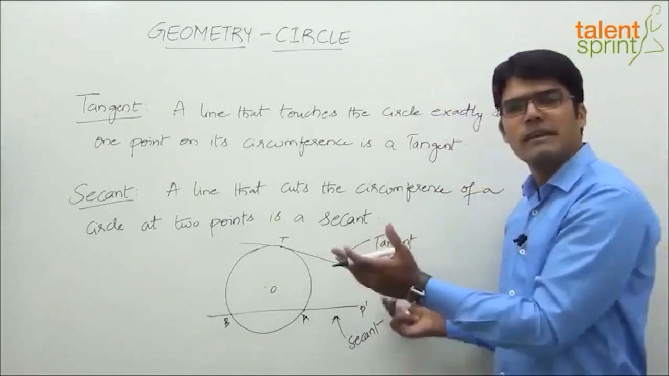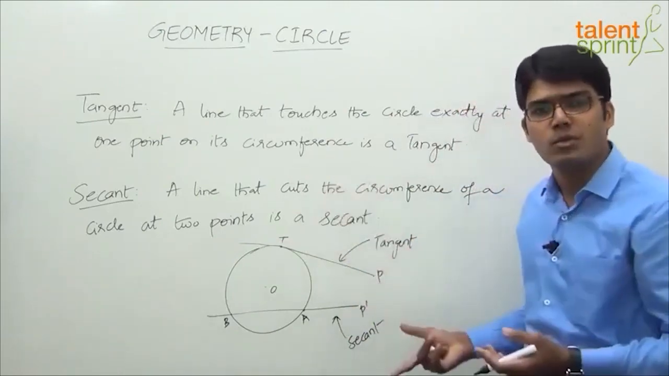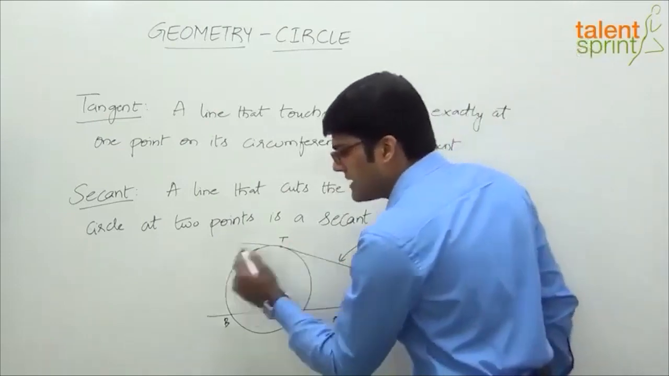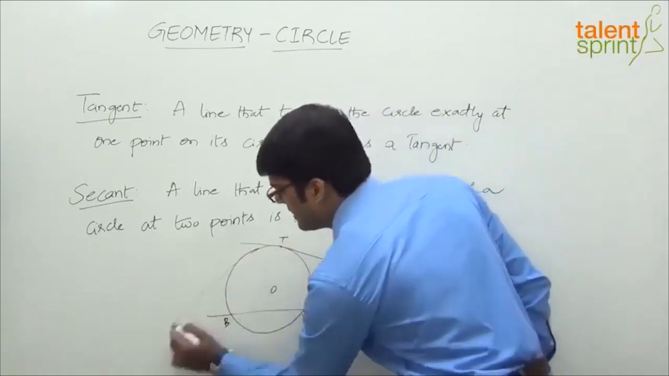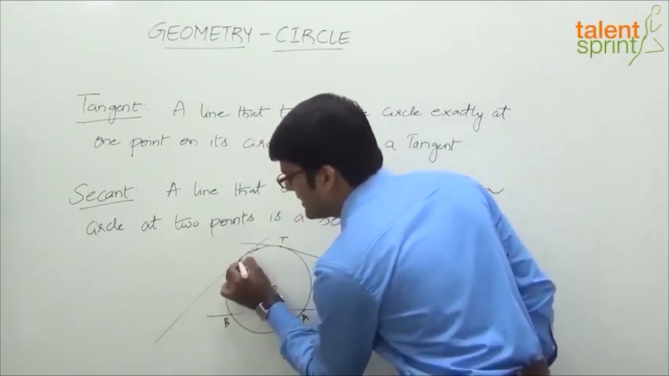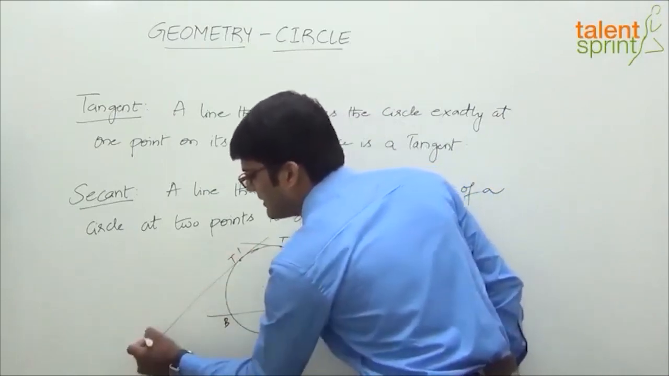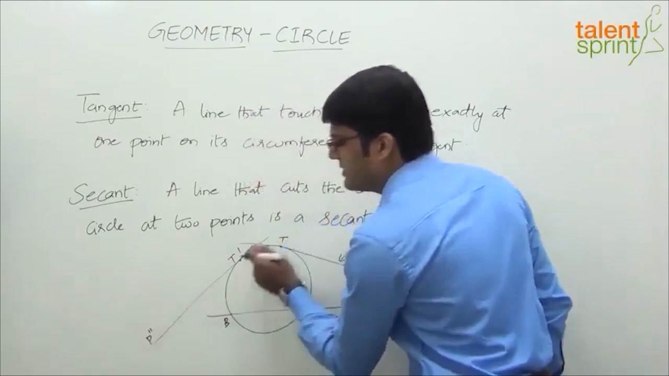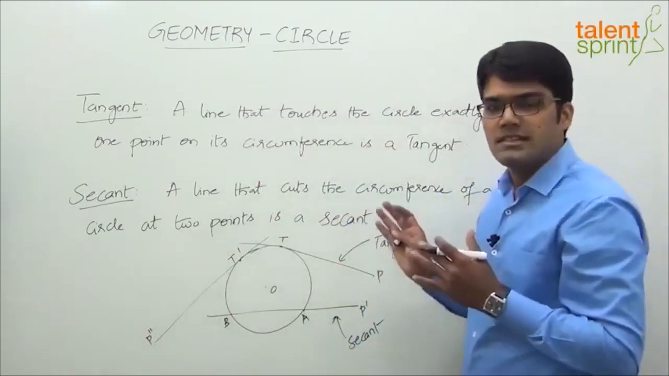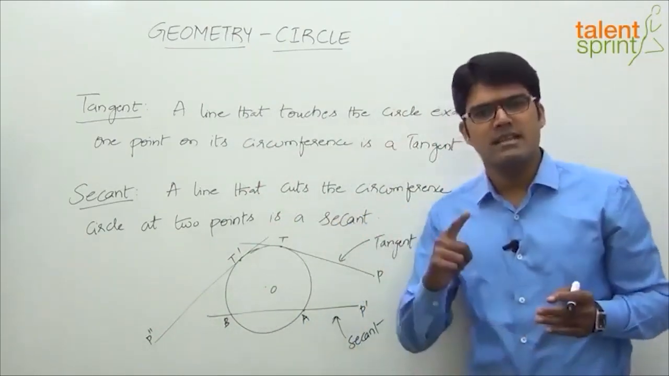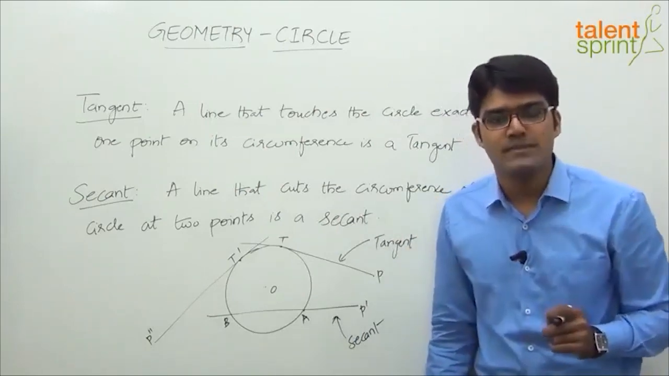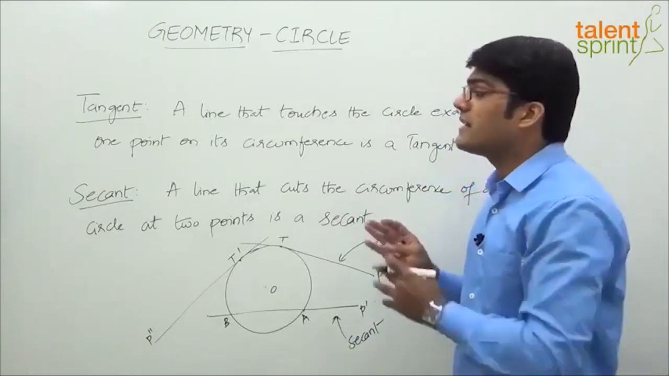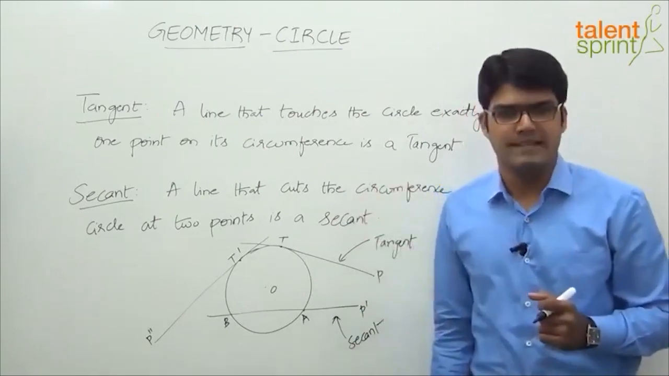Again, secants are also infinite. You can draw infinite lines cutting the circle at 2 points. But remember, a tangent always touches only at one point, and you have infinite tangents. So this can be taken as one tangent, at this point, let's say T double dash. So this is also a tangent. A tangent is the line that touches the circle at one point. A secant is the one that cuts the circle at 2 points. Let us now look at properties associated with tangent and secant.